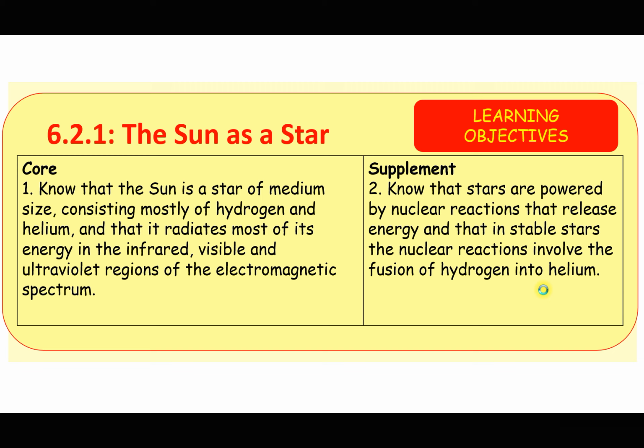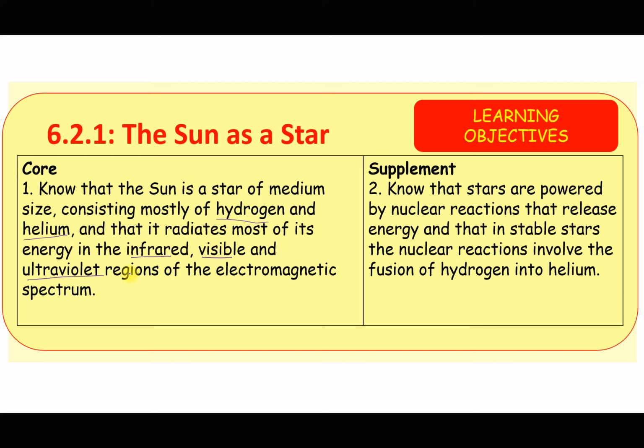The syllabus has the following learning objectives for students doing core. Under the sun as a star, you should know the sun is a star of medium size, consisting mostly of hydrogen and helium, and that it radiates most of its energy in the infrared, visible, and ultraviolet. So these are very important. The sun is made up of mainly hydrogen and helium, and it radiates most of its energy in the infrared, visible, and ultraviolet regions of the electromagnetic spectrum.